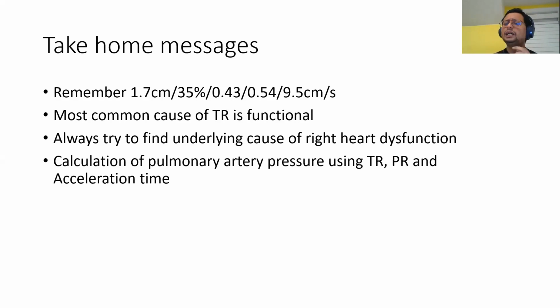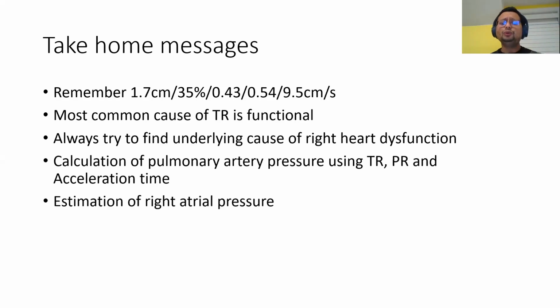Know how to calculate pulmonary artery pressure. This will come out if you take exam. This will definitely come out. Remember, TR gives systolic pulmonary artery pressure. PR end diastolic gives diastolic pulmonary pressure, and peak diastolic gives mean pulmonary artery pressure. Acceleration time is a marker for pulmonary hypertension. Remember how to estimate RA pressure from IVC. I repeat again, less than 2.1, more than 50% collapsible is 3, more than 2.1 centimeter, less than 50% collapsible is 15, anything in between is 8.